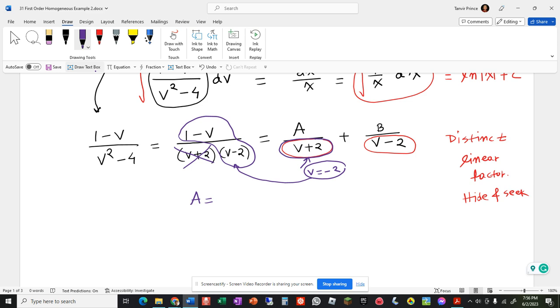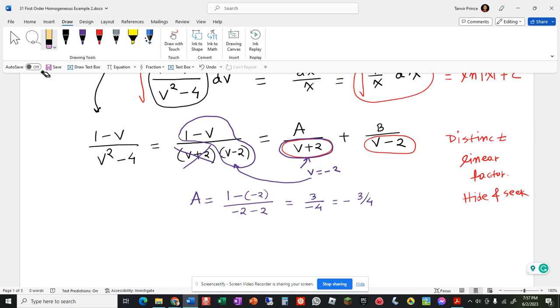So again, to find A, you look at the factor below, when that will be 0. In this case, v is negative 2. So you hide v plus 2 from the left, and in all the rest you substitute v equal to negative 2. So let's do that. I'm substituting negative 2 in place of v, and that will give you 3 over negative 4, or negative 3 over 4. And you keep doing it for all your A, B, C. In this case, you only have A and B.